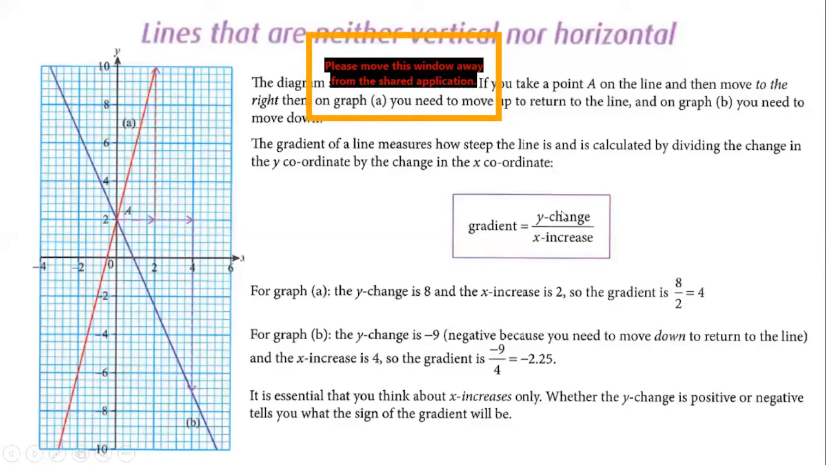So again, you are using the same formula. Y changes minus 9, x increases 4. Minus 9 over 4 is minus 2.25. Or you can even leave it like this. It cannot be simplified anymore, this fraction. So if you write the first part of the equation of this line, it will be y equals minus 9 over 4 times x plus any number that will follow. And we will learn how to find that number. The most important part here is finding the gradient of a given line in a graph. That is how we find. So y change over x increase.